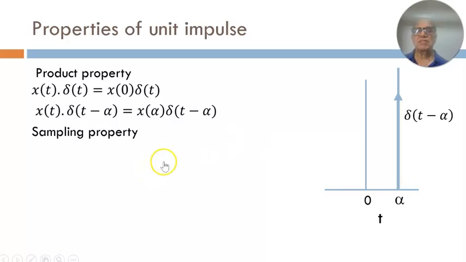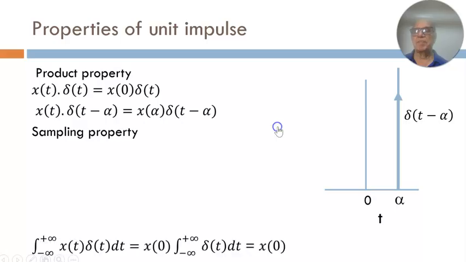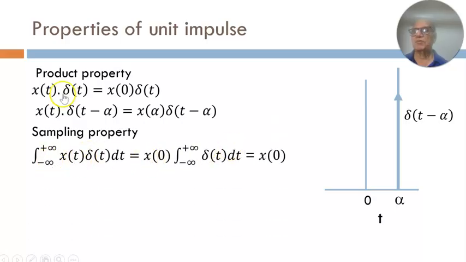Now another property which is important is called the sampling property. Suppose you take this product and integrate from minus infinity to plus infinity. Then again, as we have discussed before, the only value of x(t) which is of any significance is the one that is evaluated at t equal to 0. So x(0), we take it outside the integral sign, and the integral from minus infinity to plus infinity of delta(t) dt, we have already seen is the area under the unit impulse, and that is equal to unity. So x(0) multiplied by 1, you will get x(0).